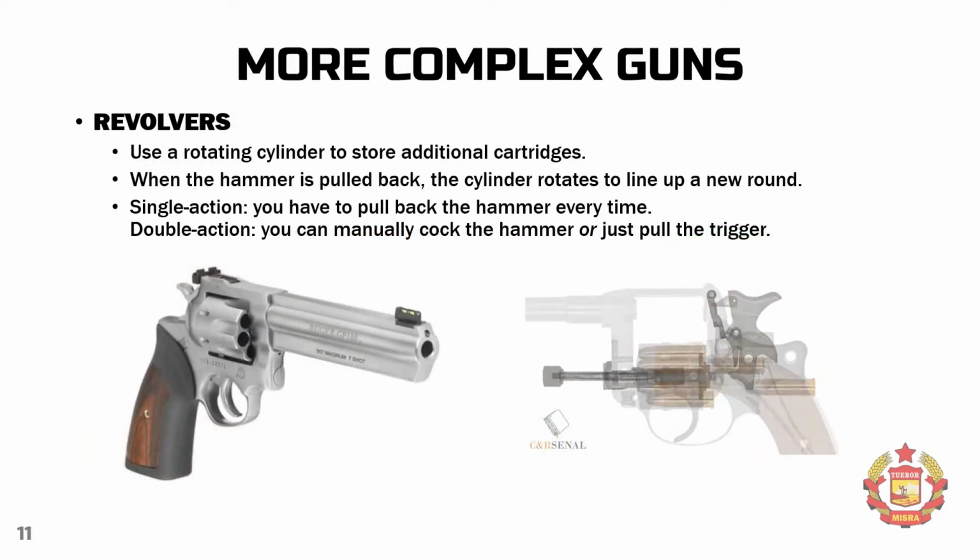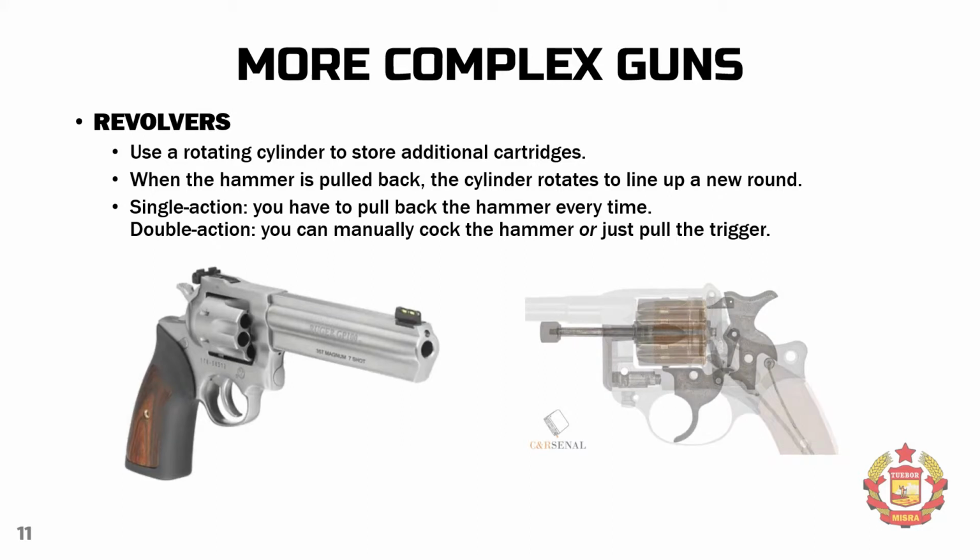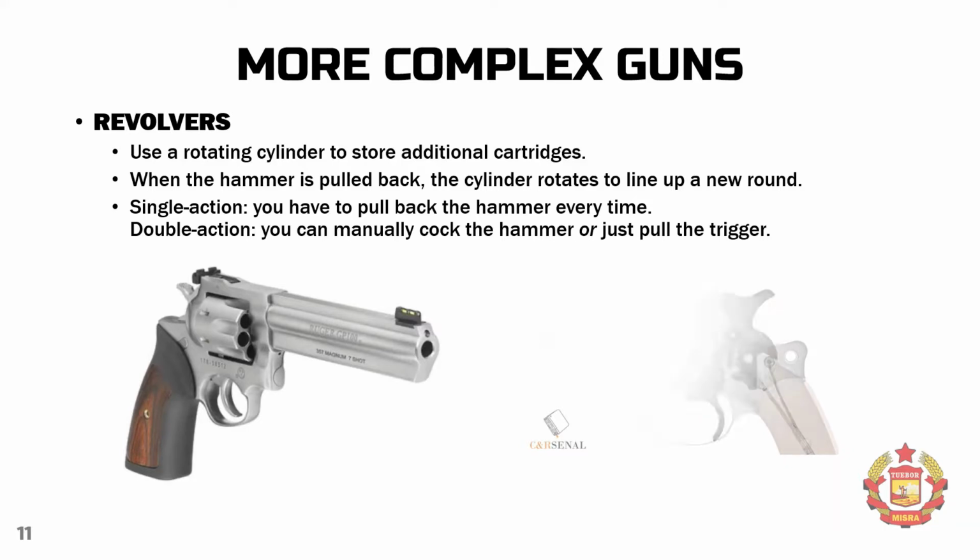Next, we have revolvers. These use a rotating cylinder to store additional cartridges. It cycles the action when the hammer is pulled back, which rotates the cylinder, lines up a new round, and then you can pull the trigger and the hammer will fall and fire the round. In some revolvers, the firing pin is attached to the hammer, like in this diagram here. It's all part of one system.